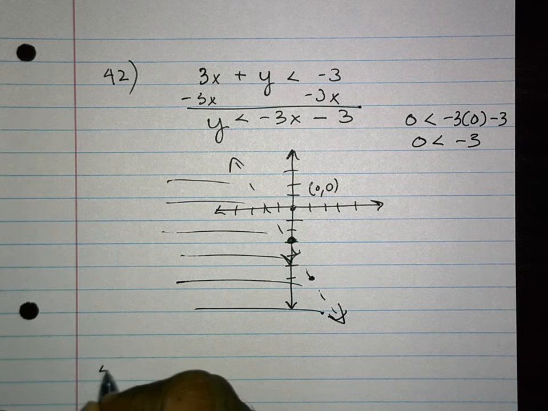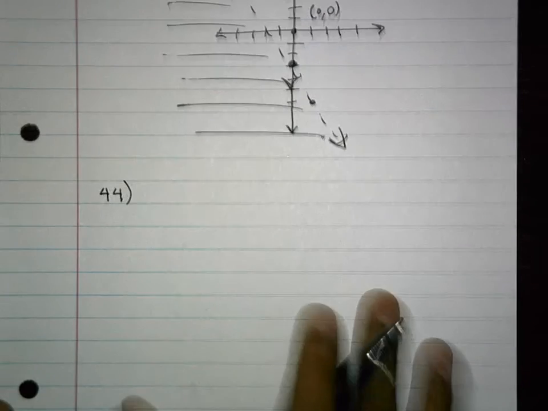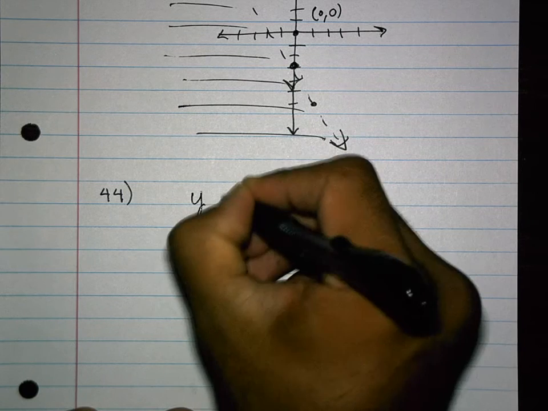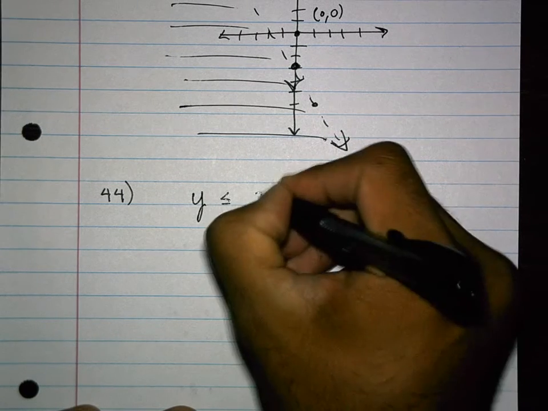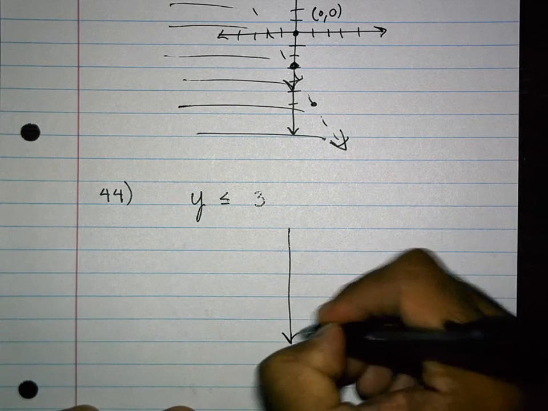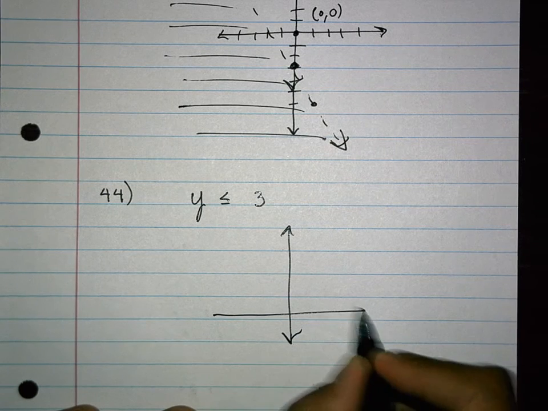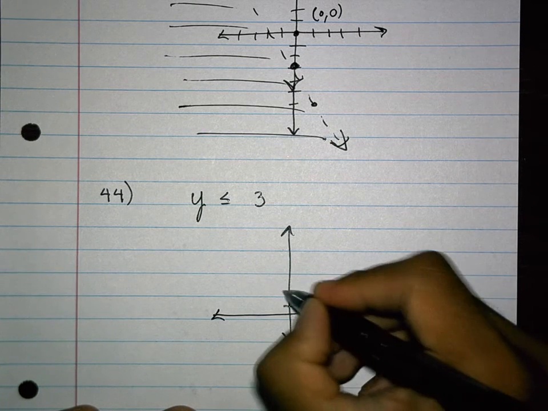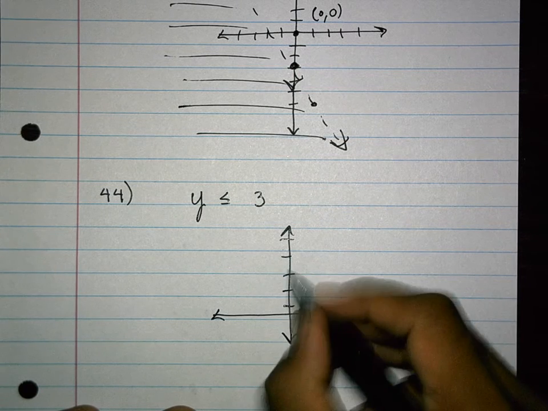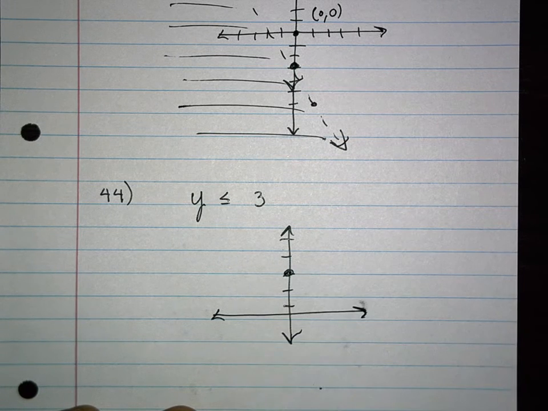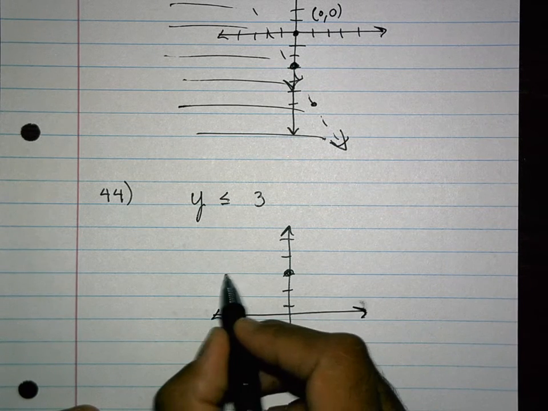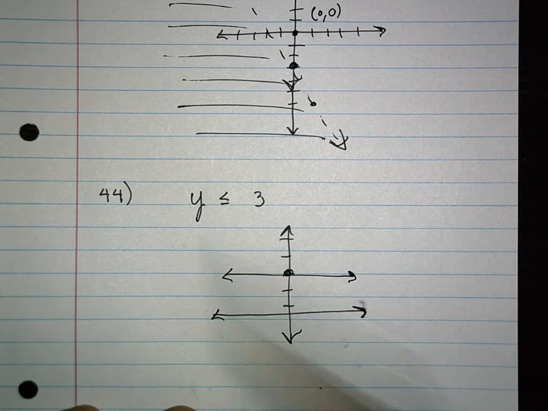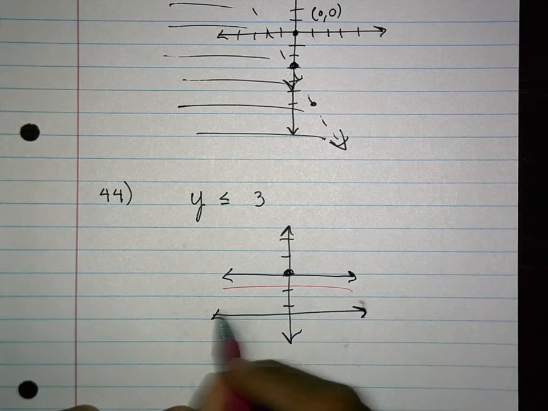44. 44 says y is less than 3. So this is another scenario where I'm going to go where y is smaller. So I'm going to go where y is 3, which is right there. This is an or equals to, so this is a solid line. And it says the y's are smaller, so I'm going to shade down here.